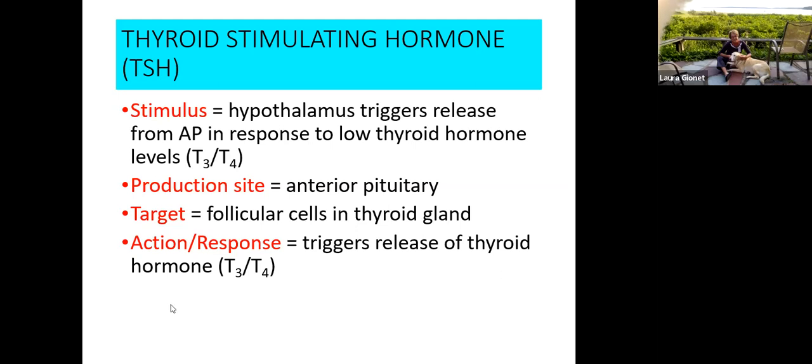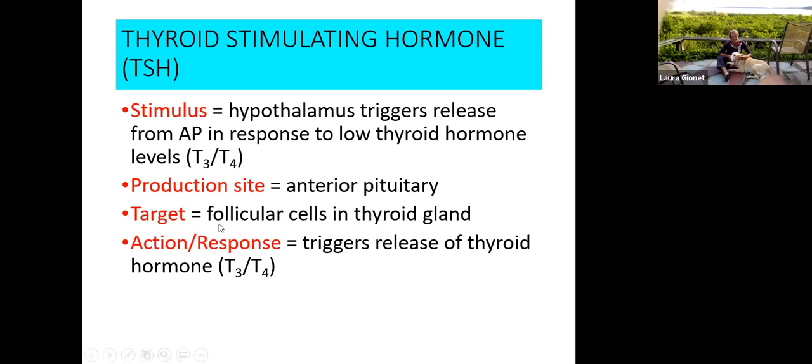Okay, now we're in the anterior pituitary. We're going to look at thyroid stimulating hormone. The stimulus for the release of thyroid stimulating hormone is going to be low levels of T3, T4, another hormone. So as this hormone, technically two, but T3 and T4 become lower than normal, then we're going to release thyroid stimulating hormone. And that's going to be produced in the anterior pituitary.